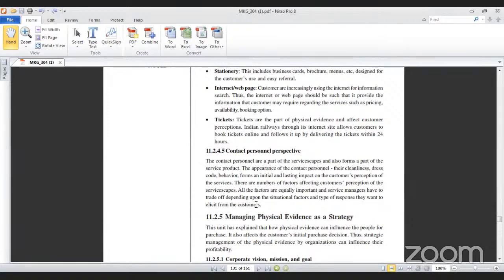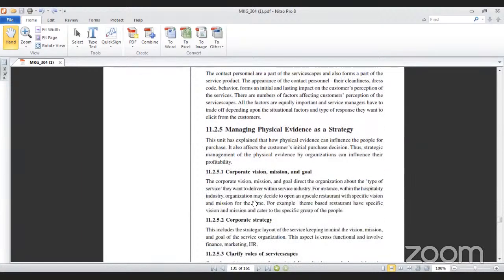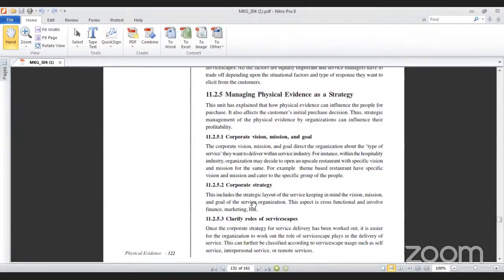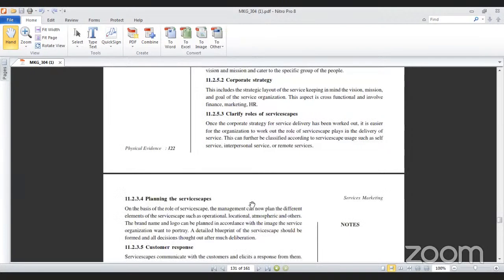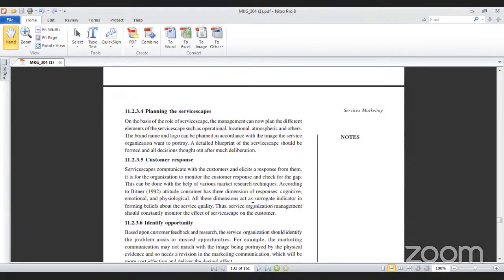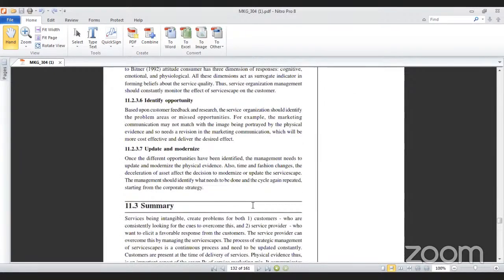Contact personnel perspective. Contact personnel are a part of the servicescape and also form a part of the service product. Contact personnel have several types of response they want to elicit from the customers. First, managing physical evidence as a strategy: first, cooperative examination score; second, cooperative strategy; third, clarity of roles of the servicescape. Agenda: planning the servicescape, customer response, identify opportunity, update and modernize.